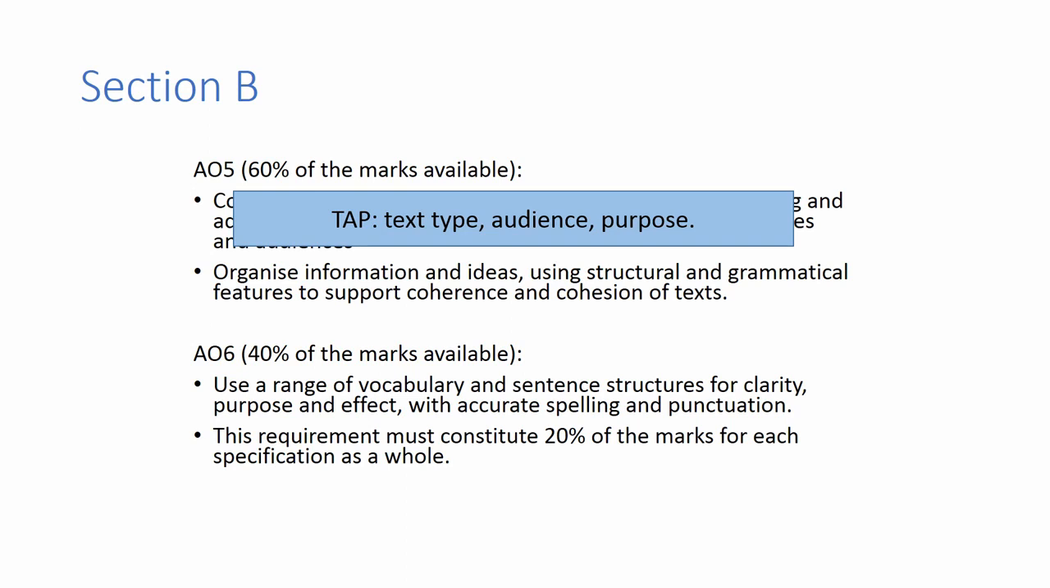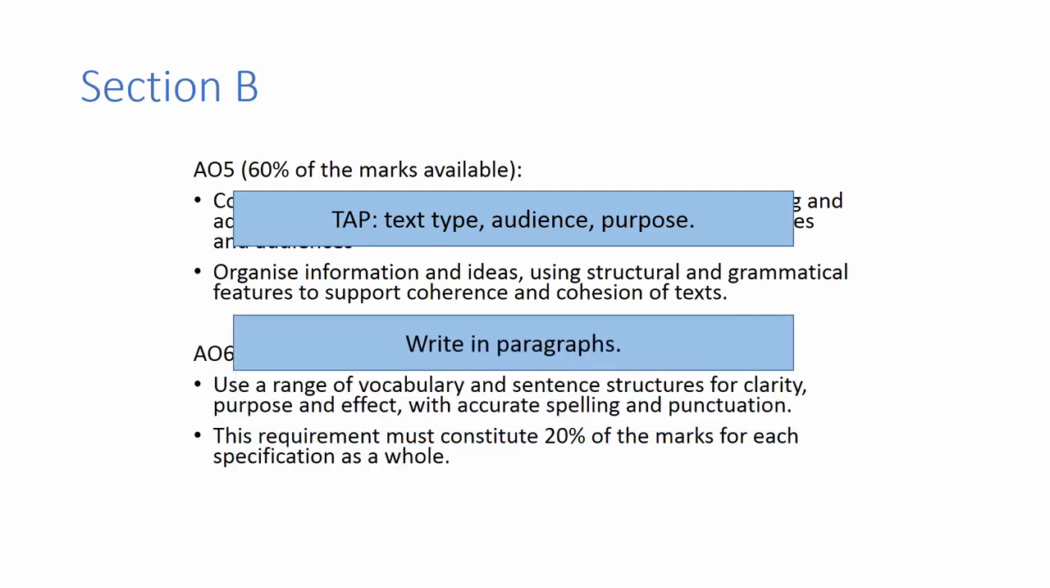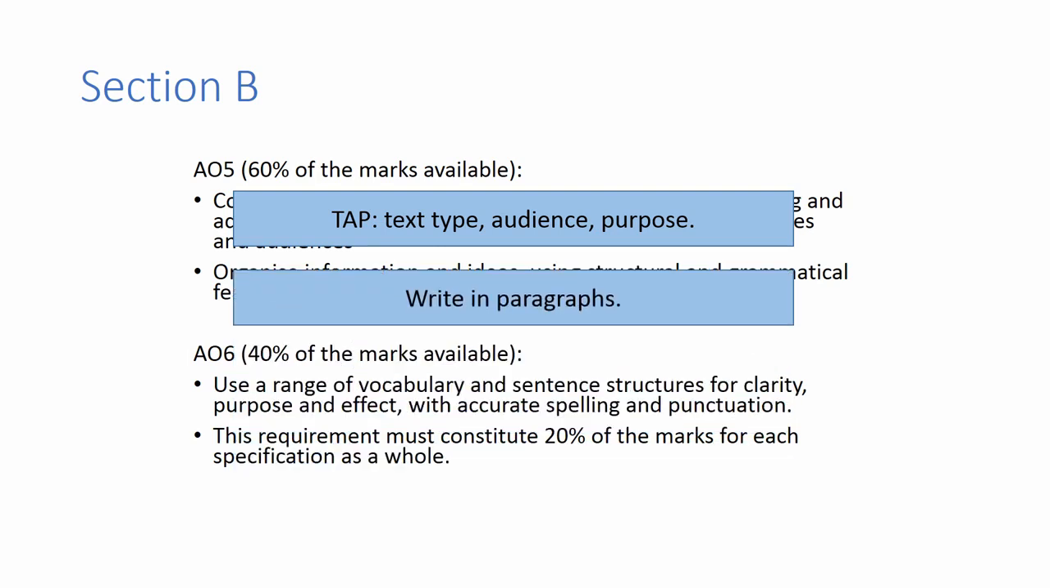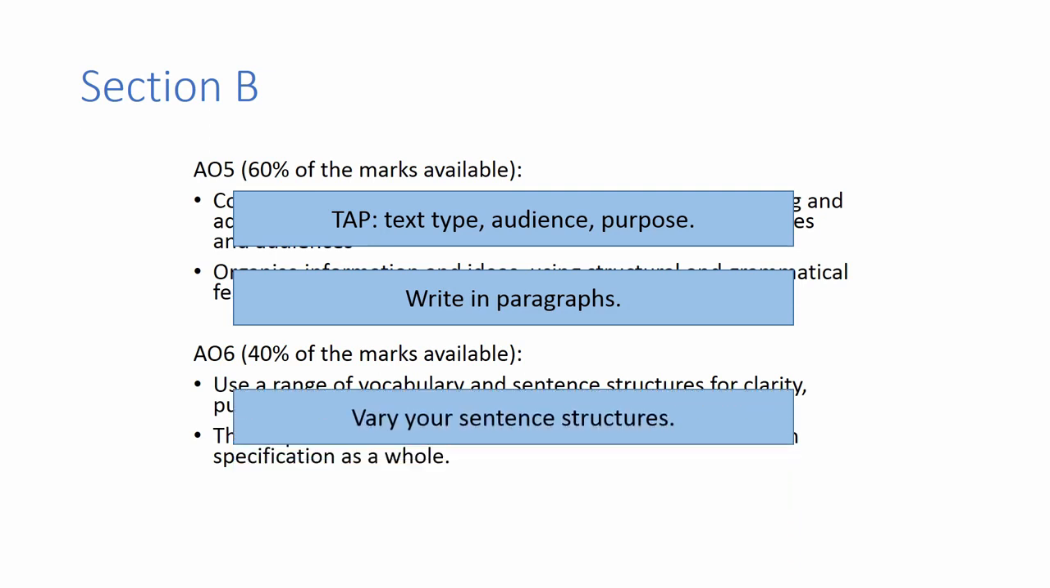When we write, we are looking at focusing on our TAP, or text type, audience, and purpose. So the text type that we're looking at today is narrative writing. We're also, as I've said before, writing in clear, coherent paragraphs. And we're varying our sentence structures, so we're using our simple, our compound, and our complex sentences.